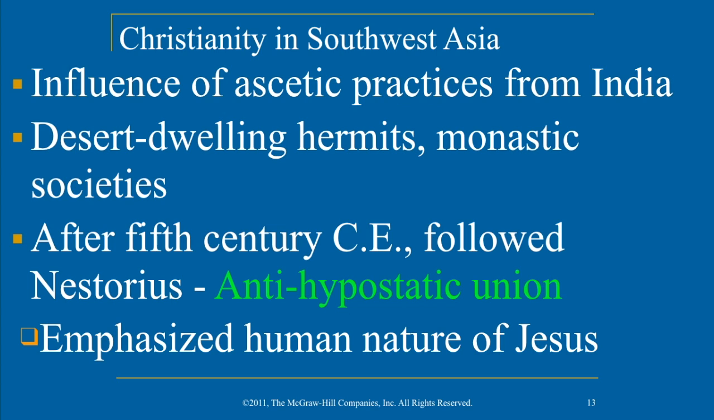After the 5th century CE, many followed Nestorius. He was known as a controversial figure in Western Christianity or European Christianity, what we would call today the Catholic and Protestant traditions. He was anti-hypostatic union, which means he believed that Jesus had two natures, that Jesus was both man and God. The Council of Nicaea basically said, no, that's not how it works. That's a very famous council that laid out the rules of how Christianity should be practiced. And in the Council of Nicaea, they said that the hypostatic union is one of the cornerstones of Christianity, meaning that Jesus is 100% man and 100% God at the same time. And if he's God, he can do whatever he wants. So that's the way they looked at it.